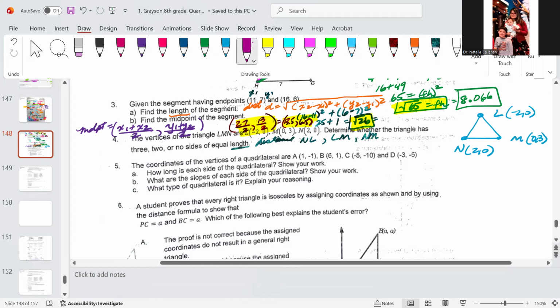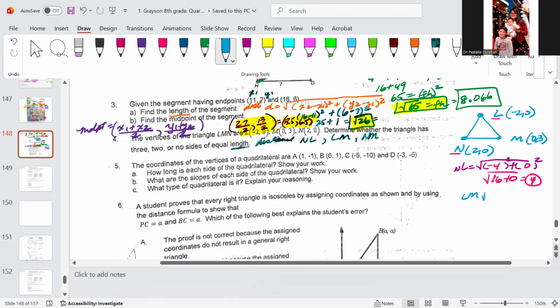Let's do that. NL. You know what to do. Remember how I set it up for you like this? Grayson, look up. Just like this. Then you look at NL, just go -2 minus 2 is -4 squared, right? 0 minus 0 is 0 squared. So that's 16 plus 0. So that's 4. Right? Yeah. That's how you put NL. Do you see how I set it up? Yeah. Now, next one, LM.